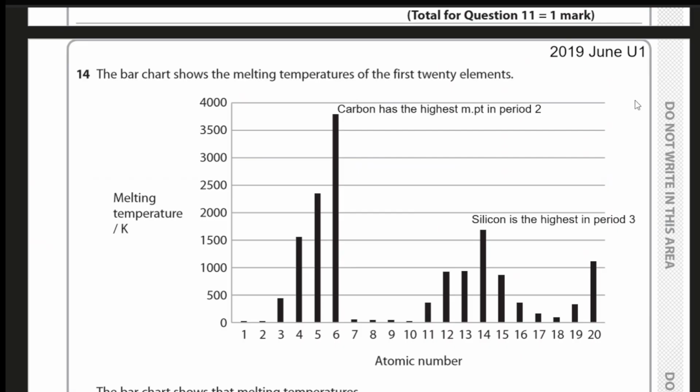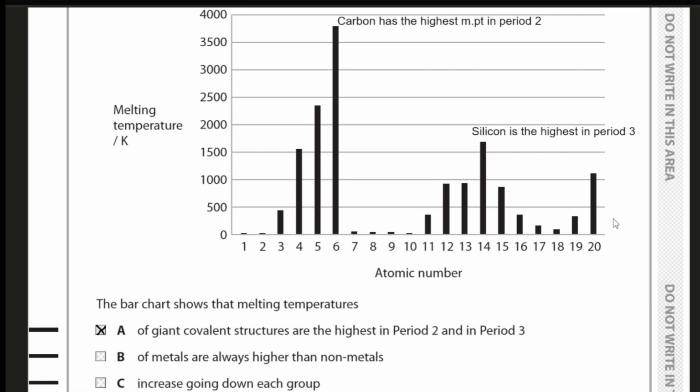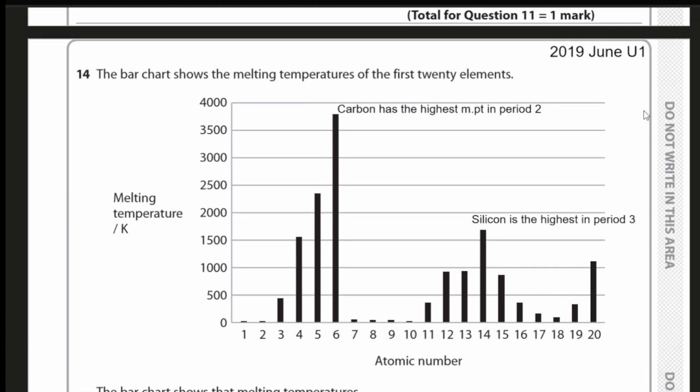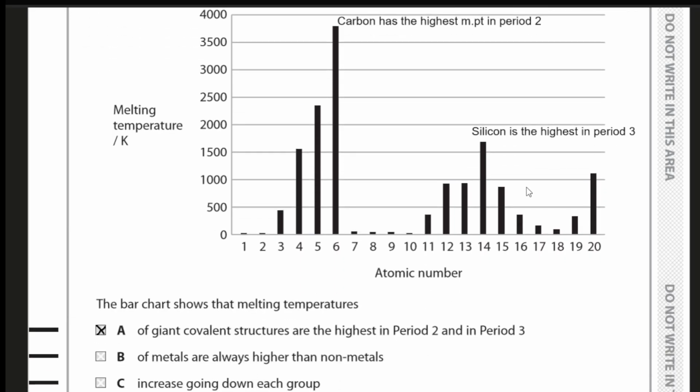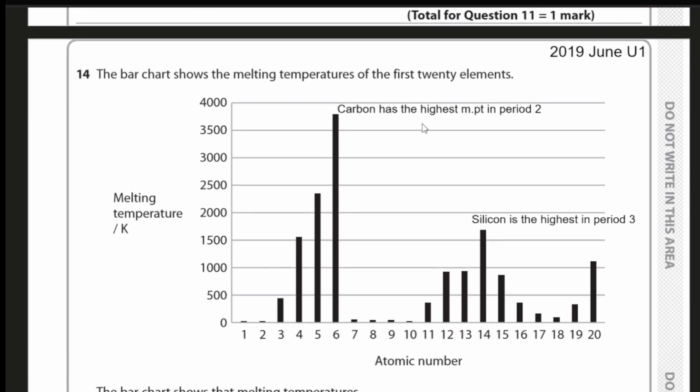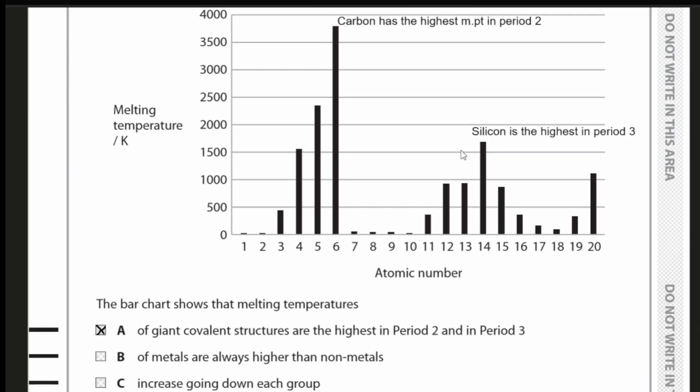Moving on, the bar chart shows the melting temperature of the first 20 elements. You can see the graph has been provided, and the bar chart basically shows the melting temperatures down here. Now what do they show here? You can see clearly they're basically showing giant covalent structures, right? And what is happening, increasing down each group. Now that is not correct. There is no certain trend here which is showing that it is increasing down each group, or whether period 2, period 3.